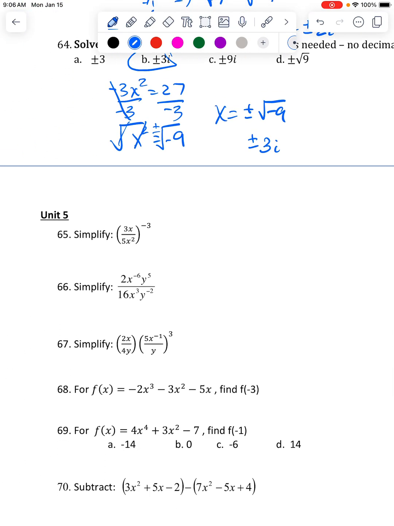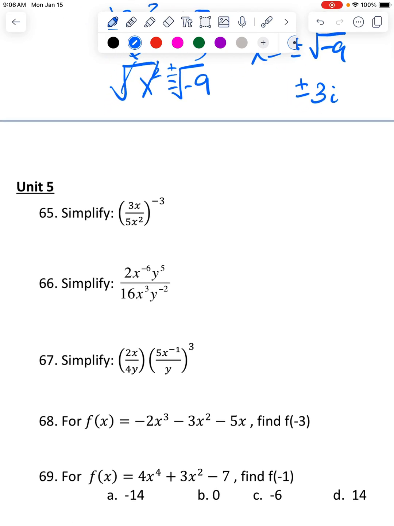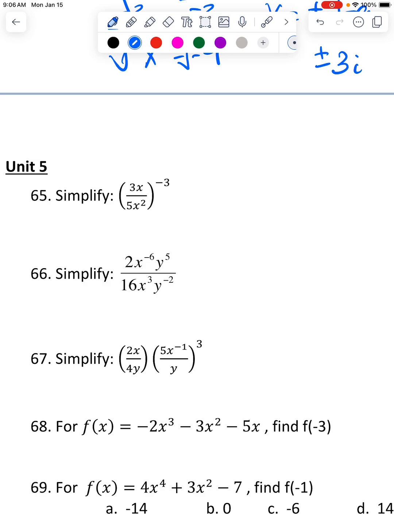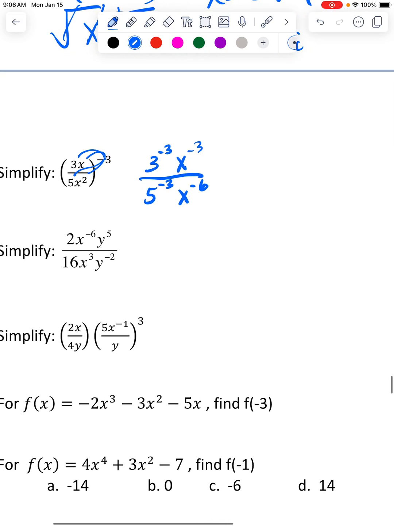All right, now we're into chapter 5. So the thing to do is go to your notes packet, anything you have from chapter 5 to help you. This is the rules of exponents, and this is really tricky because there's a lot of picky details. When you have a power on the outside, you multiply it by all the powers on the inside. Powers and numbers don't multiply, so this becomes 3 to the negative third power. They don't multiply together. x to the negative 3, 5 to the negative 3, and then this x is actually to the negative 6.